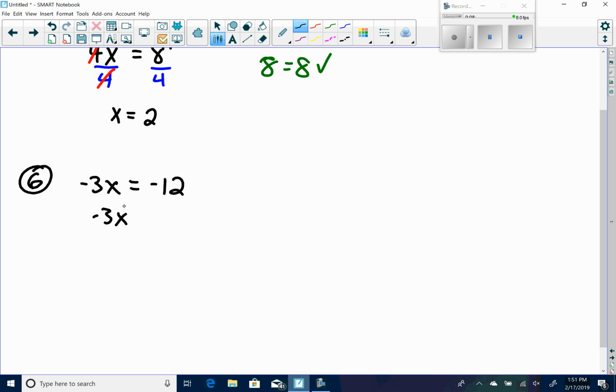Again, the inverse operation of multiplying, that's negative 3 times x. I wish to divide both sides by the negative 3. Again, these negative 3's divide out. They give us a 1. So I'm just left with an x. And a negative divided by a negative is a positive. 12 divided by 3 will give us a positive 4.